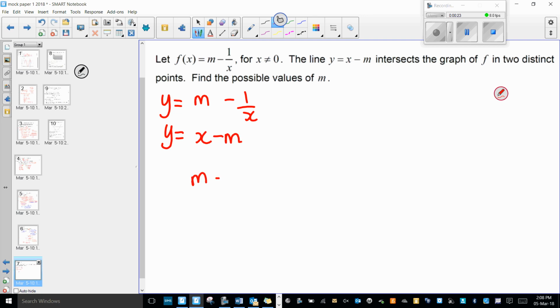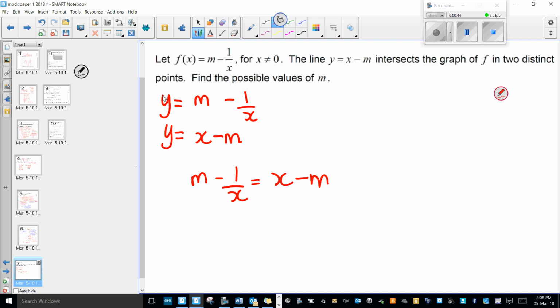Okay, tell me why you're doing this. Why I'm doing what? Why did you just write all that? Because it said f(x) is equal to the first one, and then it said the line y equals that, so they're both equal to each other. Why are they both equal to each other? Because they're both y.